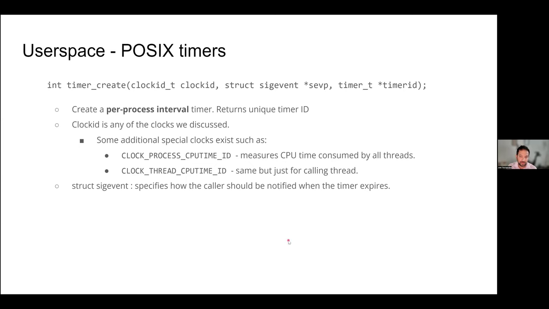And then there's a sigevent structure as well that you pass to timer create. That tells the kernel how the caller should be notified when the timer expires, like what signal to issue and so forth. That's how the timer handling happens for timer create. For POSIX timers, you use signals to run your timer callback.